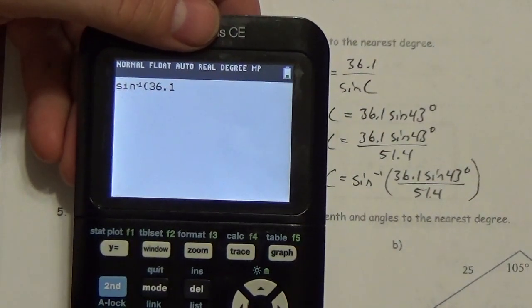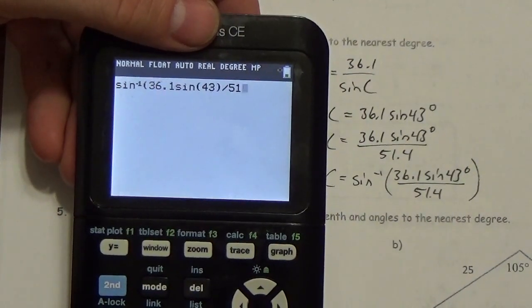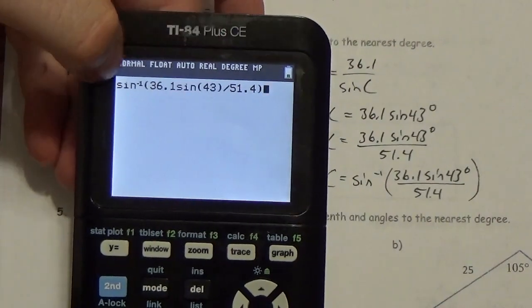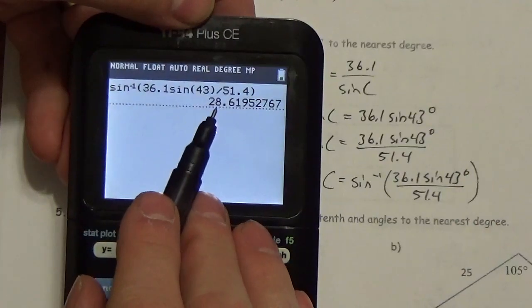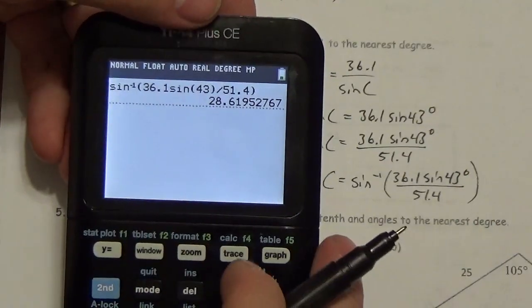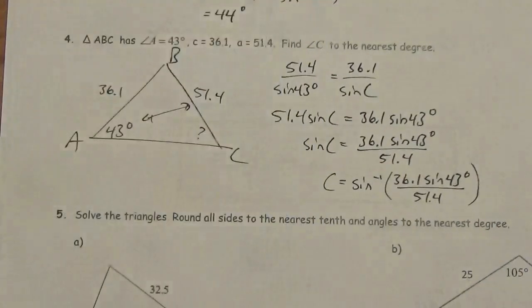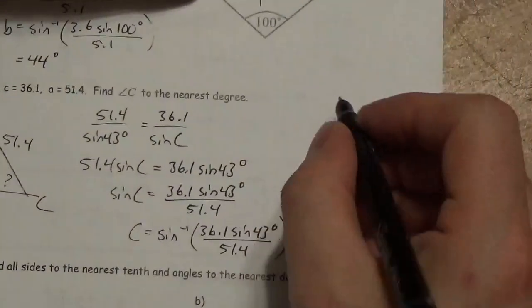So that's the inverse sine of 36.1 times the sine of 43, close the bracket, divided by 51.4. I close the bracket for the sine there, press enter, and I'm getting 28.6, but we typically take the angle to the nearest degree, so that's going to be 29 degrees.